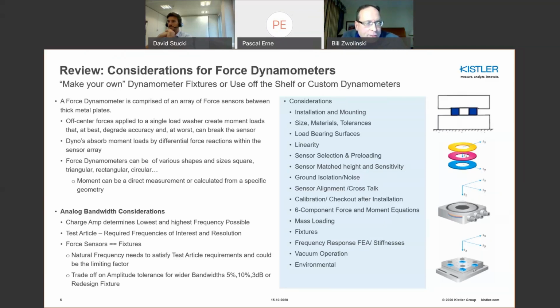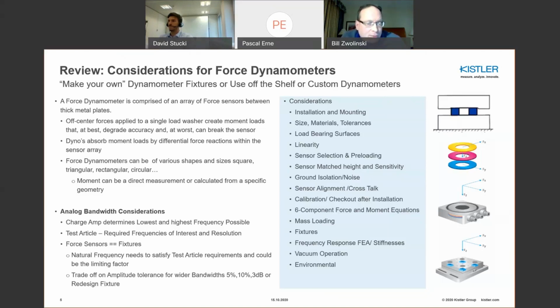Ground isolation and noise considerations. We're going to hear a little bit more about noise in part two. Certainly, sensor alignment and crosstalk is always important. No sensor is perfect in terms of crosstalk, but having a good alignment gives you the best possible result. Calibration and checkout is rather critical, using either dynamic methods or static methods, or perhaps a press that's got some calibration capability or calibration references integrated is also another option.